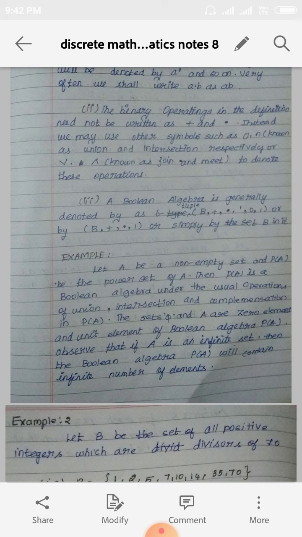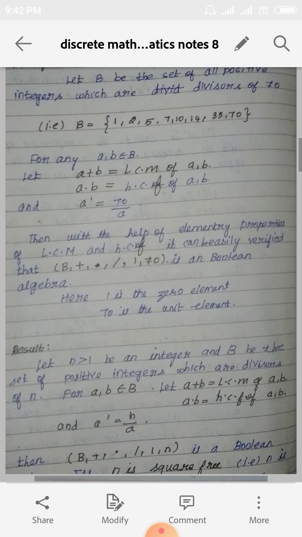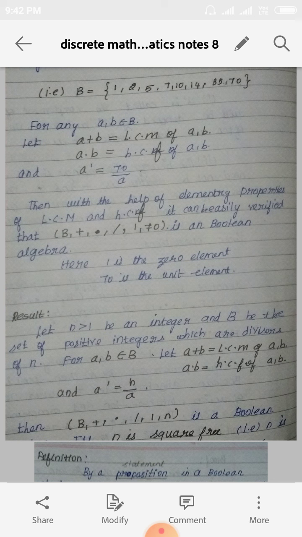See the next example. Before going to example 2, see the result. So this is a result: if n is greater than 1 be an integer, and B be the set of positive integers which are divisors of n.